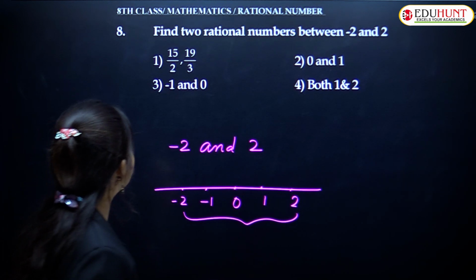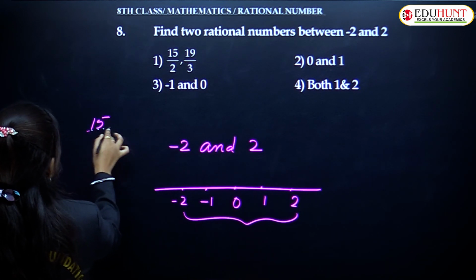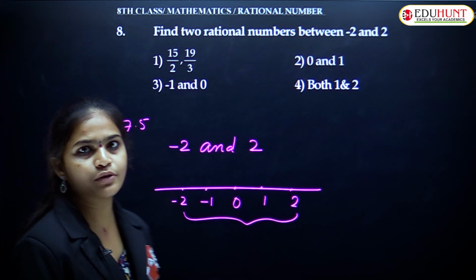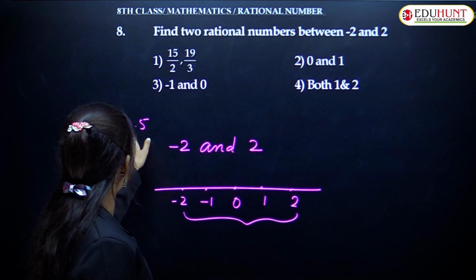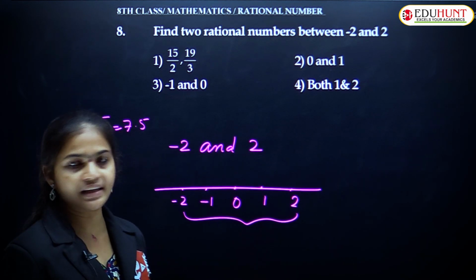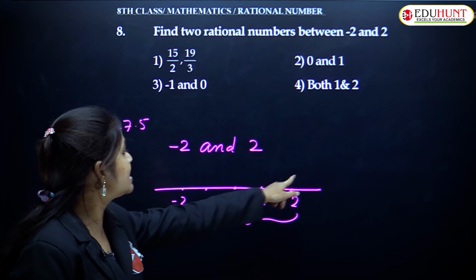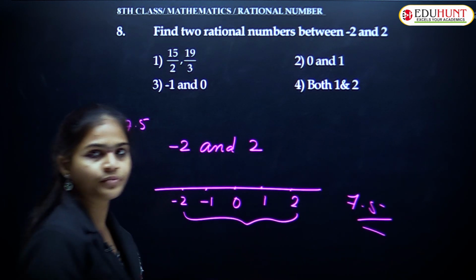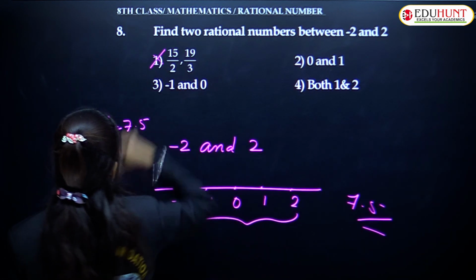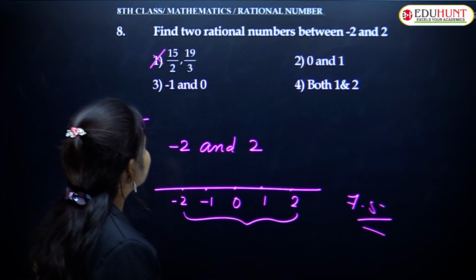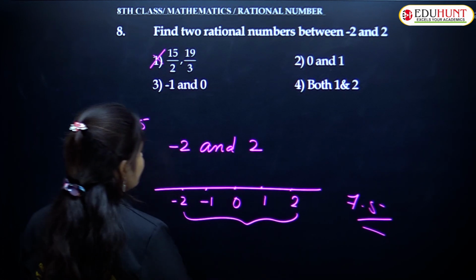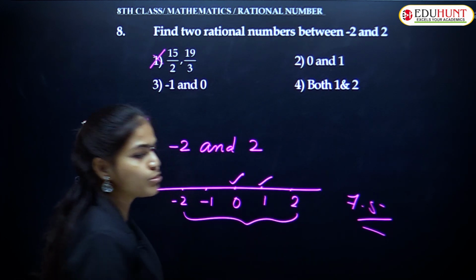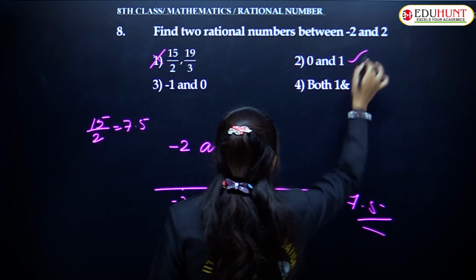So here what is the first number? 15 by 2. So 15 by 2 means 7.5. Yes or no? 2 7s are 14 and 2 5s are 10. So that is equal to 7.5, since 7.5 into 2 is equal to 15. So 7.5 is positive, which means we get 7.5 greater than 2. So that's why the first option is wrong. And the second option, 0 and 1. Yes, 0 lies in between minus 2 and 2. 1 also lies in between minus 2 and 2. So the second one is satisfying.